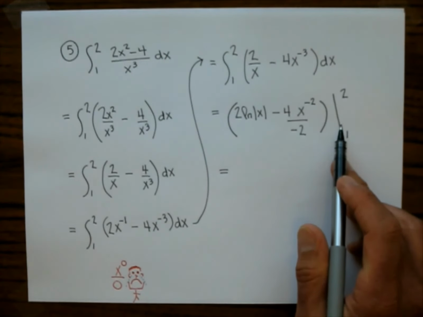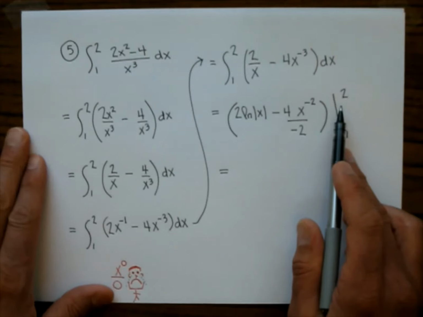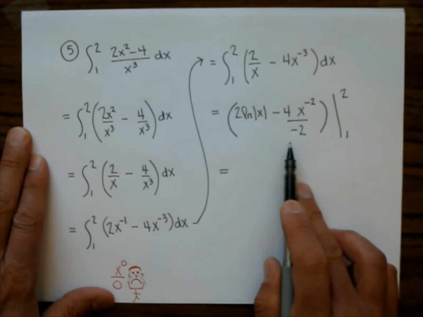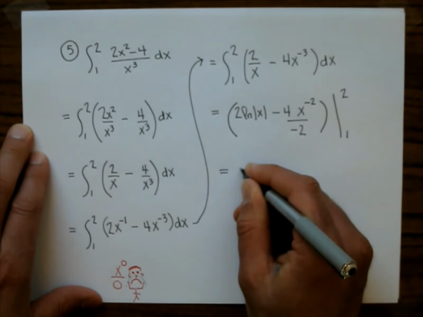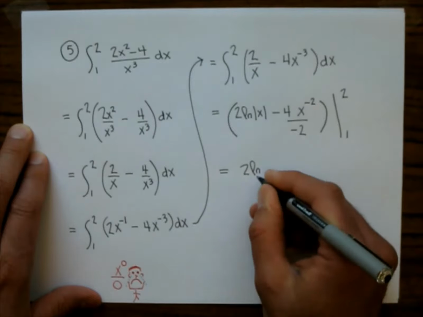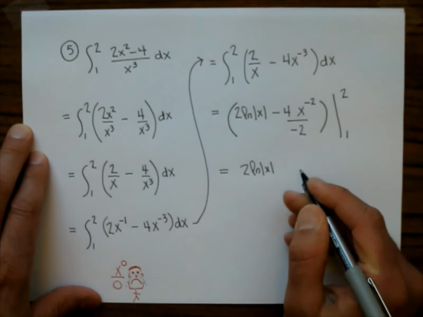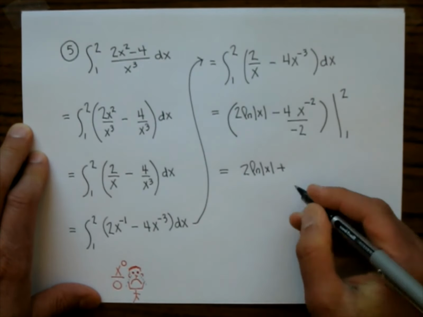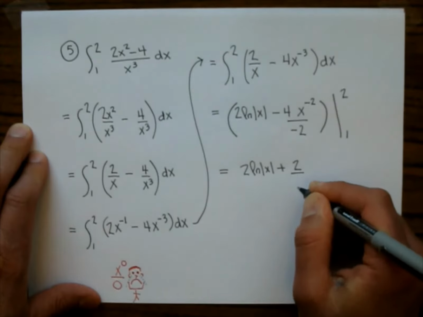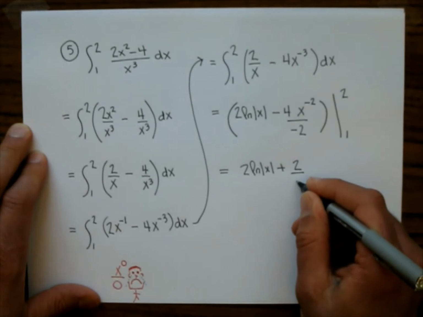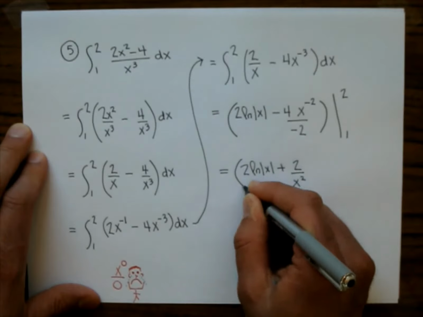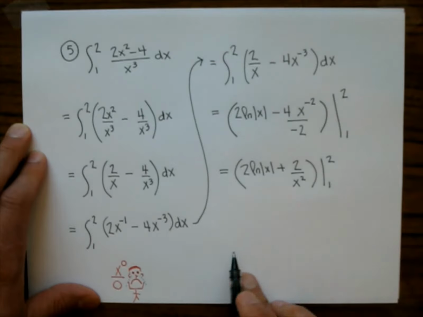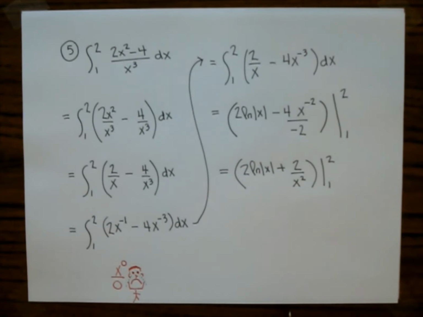Okay, so let's go ahead and do more stuff here. I put 2 into this function. Or, you know what? I think I'm going to simplify this first before I plug those numbers in there. So this is 2 ln absolute value x, and then I'm going to have a plus, because there's 2 negatives there, 2 over x squared. Now that could have been a big mistake because I'm running out of room here. I'll have to get another piece of paper.